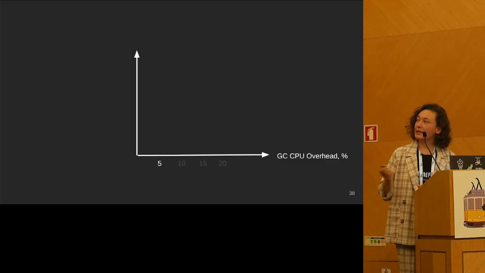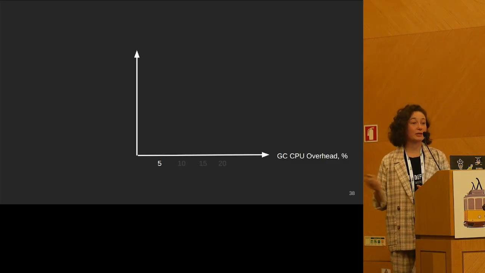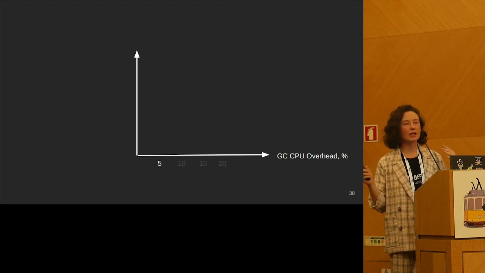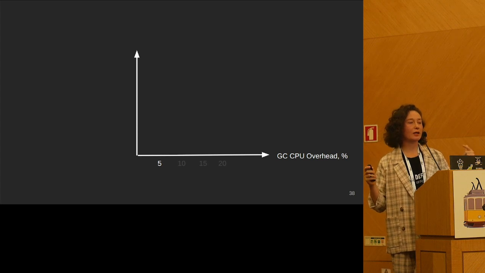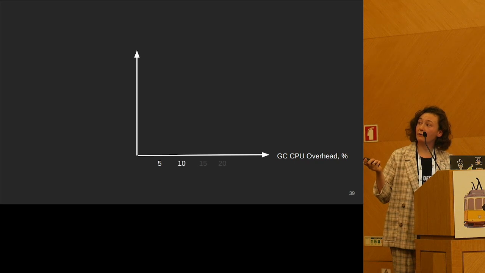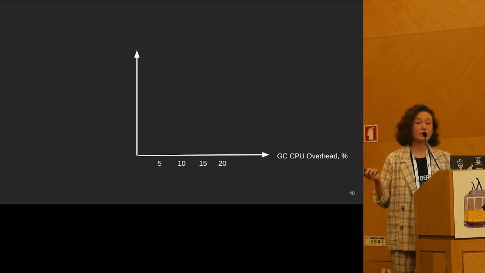Perfect. Now, in the paper we actually evaluated a couple of different GC overheads. First of all, because we just wanted to showcase that it works. And second of all, we were thinking maybe we can find a good range that we can recommend to the users to make it even simpler for them to set up a GC CPU overhead. So we looked at 5, 10, 15, and 20%.